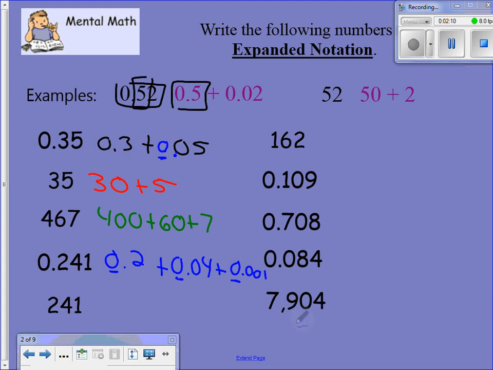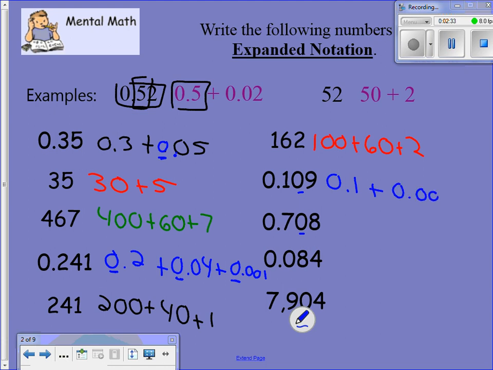241. So I have 200 plus 40 plus 1. One up top, we have 100 plus 60 plus 2. This next one's kind of interesting because we have some zeros in the place here. Watch what I do with the zeros. We have 0.1 plus 0.009. As you can see, I didn't do plus 0.00, okay?